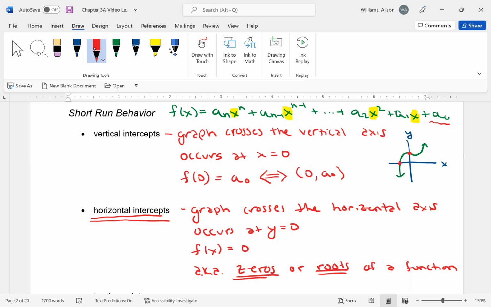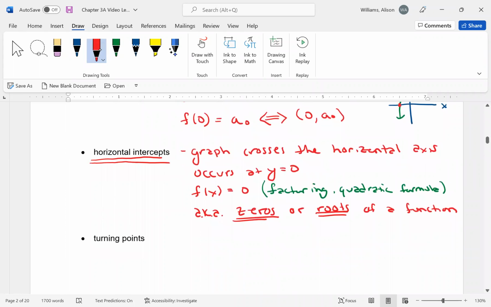The technique for finding horizontal intercepts is going to be slightly complicated. I'll give you some spoiler alerts. We're possibly going to do some factoring, maybe the quadratic formula, and some other fun things like that. But we'll get to that as we continue developing our understanding of polynomials.